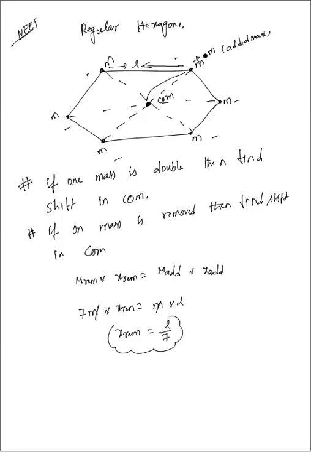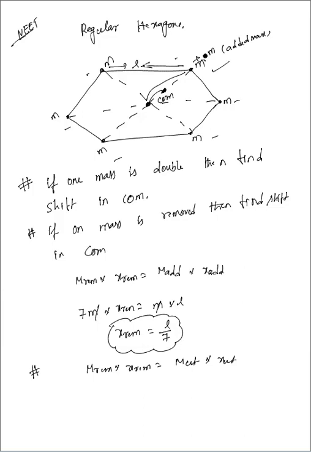Next, for the second question, shift will come in which direction? In this direction will come the shift, somewhere here the new center of mass you can observe. Now for the next question, if one mass is removed, total mass will become 6m minus m, which is nothing but 5m. Therefore M remaining into x remaining equals m cut into x cut. If one mass is removed, any one mass, let us assume this corner only.